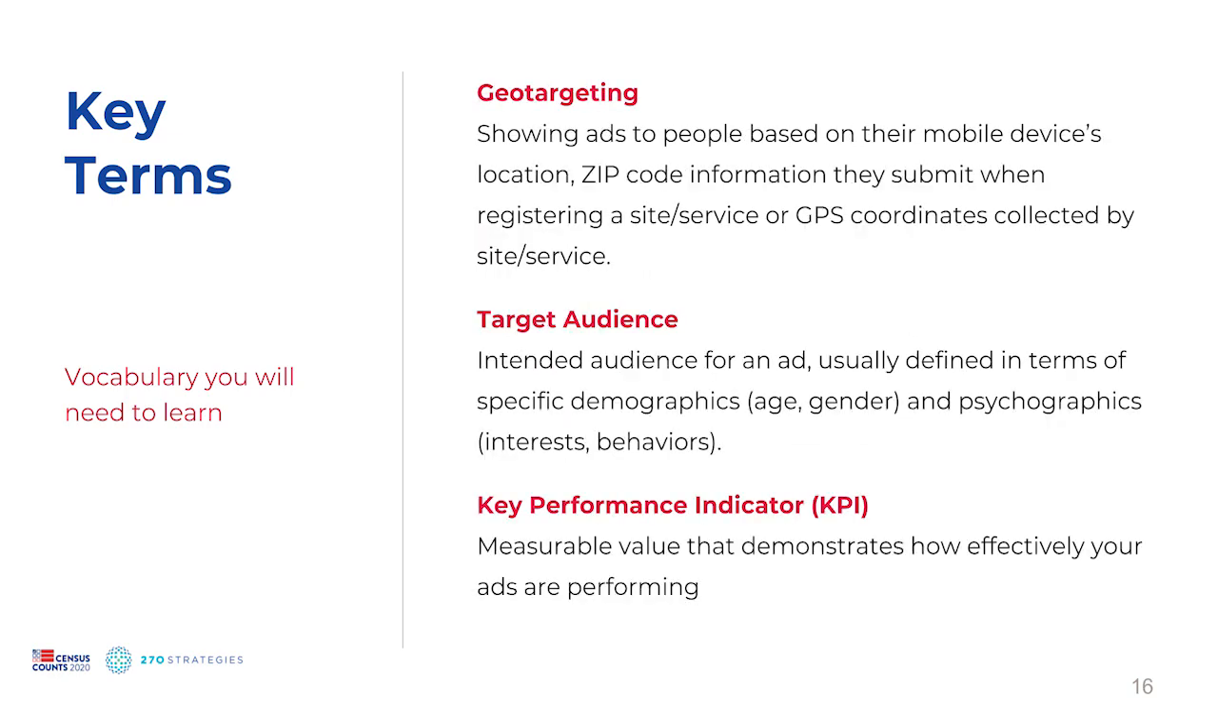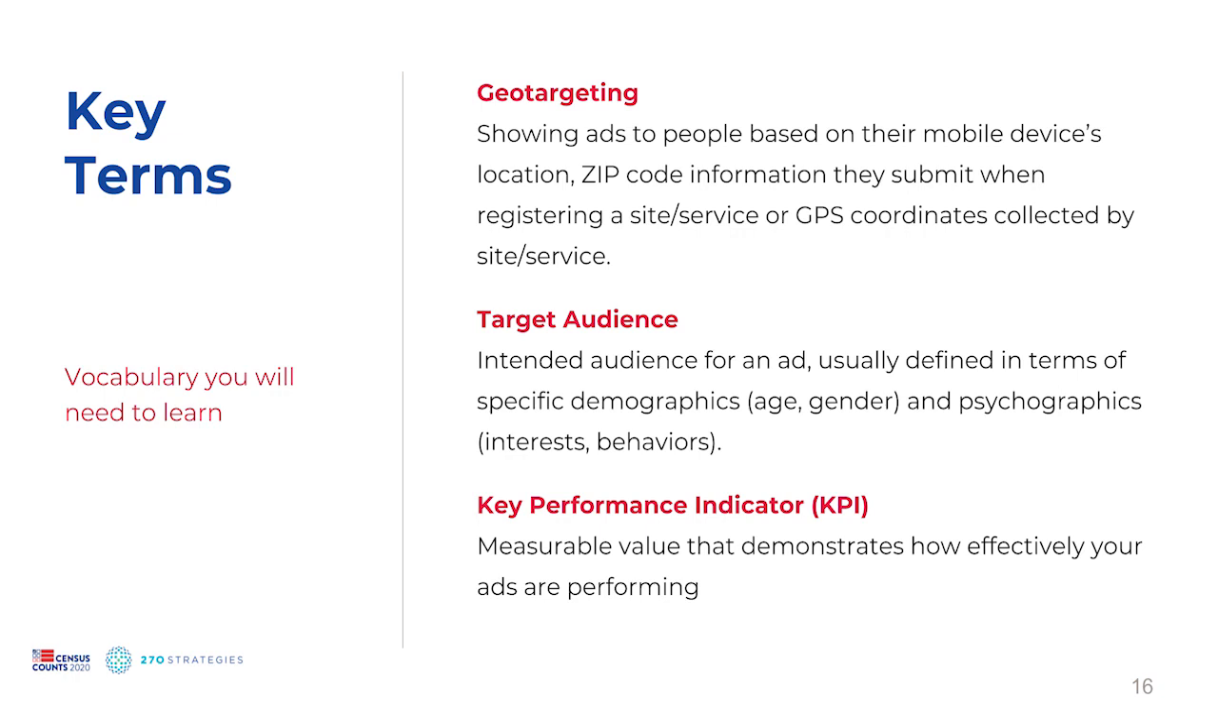The final terms on the list are geotargeting, target audience, and key performance indicator. Geotargeting is used to show ads to people based off of their mobile device's location. This is usually information from their zip code they submit when registering for a site or service, or their GPS coordinates data that is collected by a site or service.